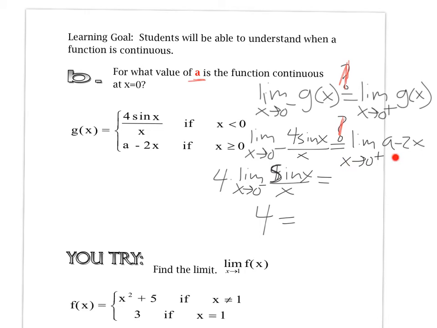This one, there's no reason why I can't just plug in a 0, because there's nothing being divided by 0 or anything like that. So I really just have a minus 2 times 0. Well, 0 times anything is 0, so a minus 0 is just a. And so now we have found out that a has to be 4.